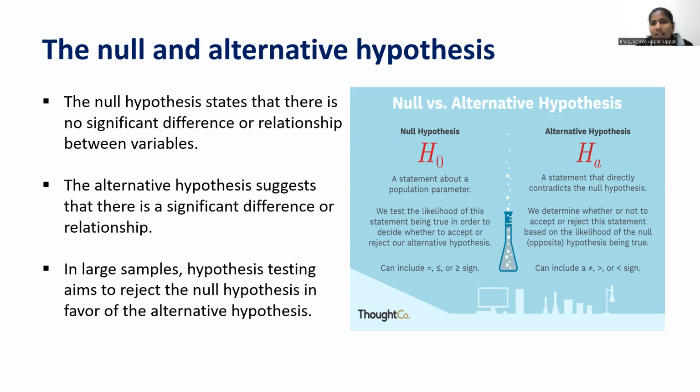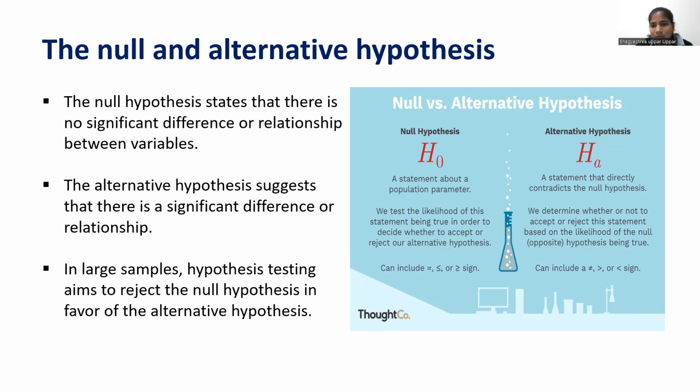Now, the difference between null versus alternative hypothesis. Null hypothesis is defined as H0, alternative hypothesis is defined as HA. Null hypothesis: a statement about a population parameter. Alternative hypothesis: a statement that directly contradicts the null hypothesis.